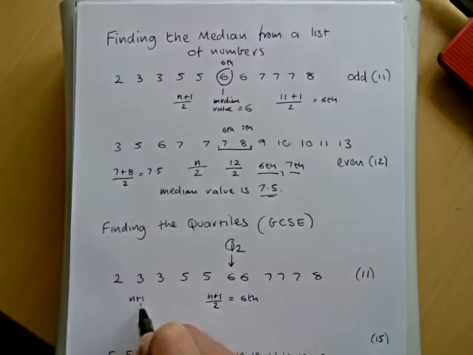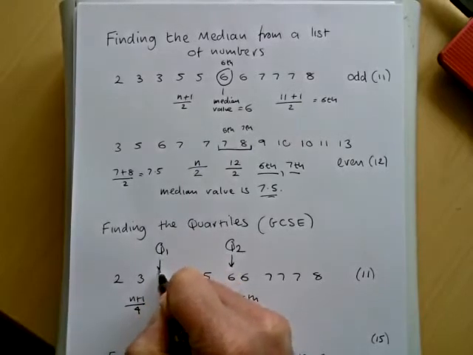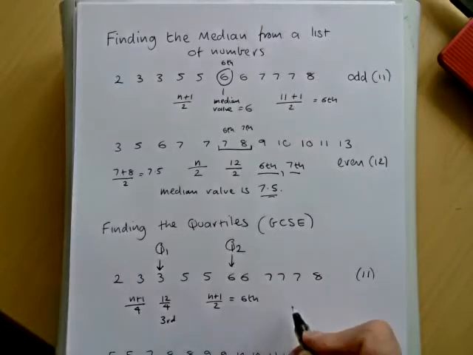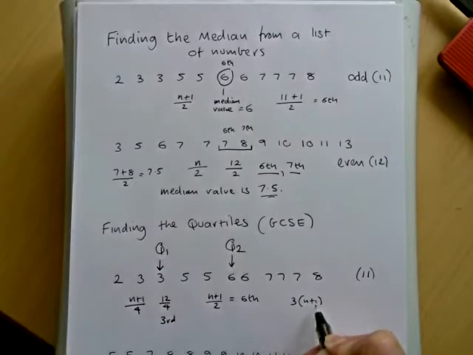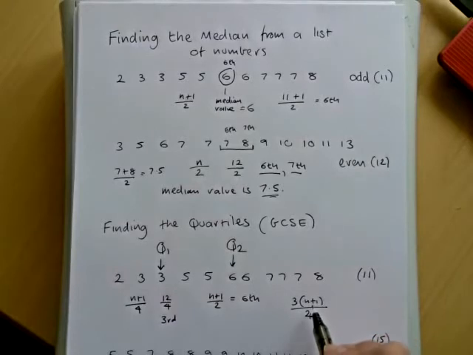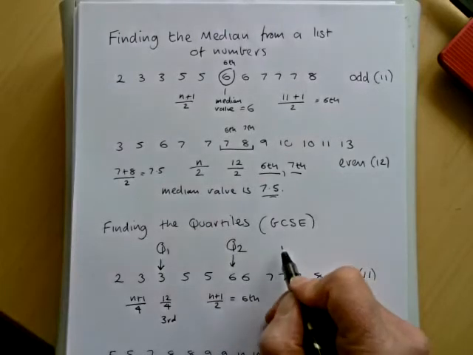Now, if you do n plus 1 divided by 4, you're going to get 11 plus 1, which is 12, divided by 4, and that gives you the third number. Our first quartile is 3. And there are a couple of ways we can find the upper quartile. We can use a formula: n plus 1 over 4 gave the third number, so 3 of these would be the ninth number. So that's 6, 7, 8, 9.